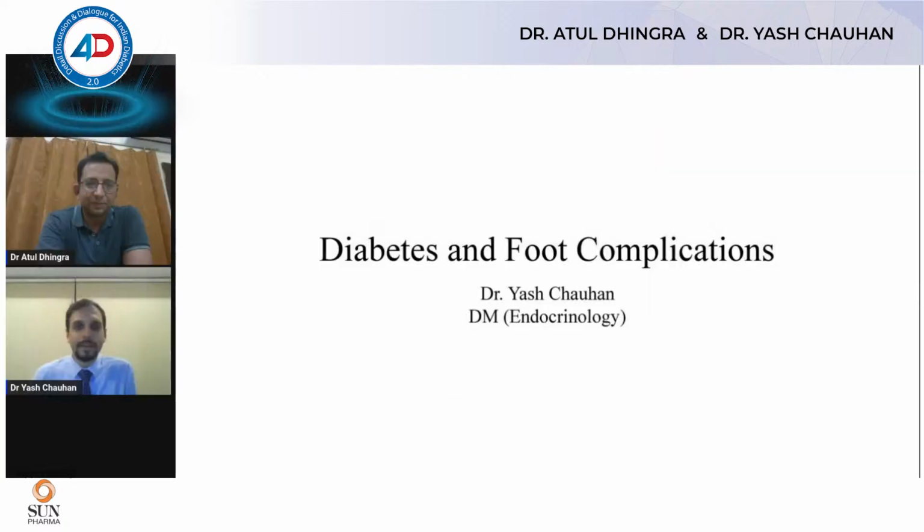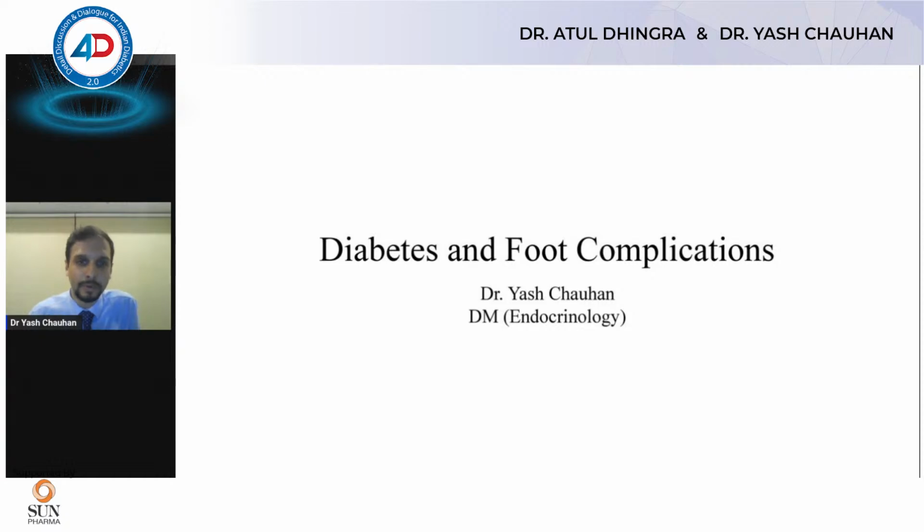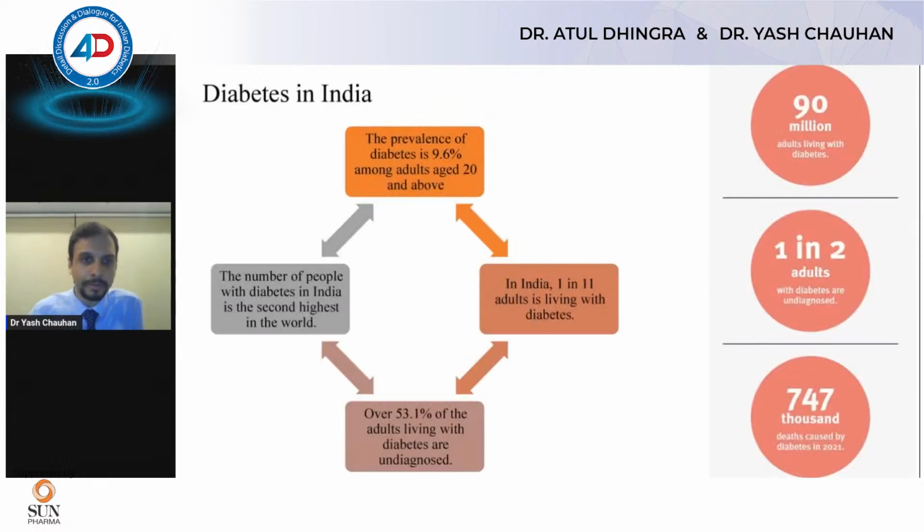So I'll be starting with diabetes and foot complications. Can I have my slides, please? So I believe that diabetes is a silent killer. The main reason to control diabetes is because of the complications it causes, not in the next 5 years, not 10 years, probably even beyond that. And the most important and morbid condition that diabetes causes is foot disease, and let's talk about that right now.